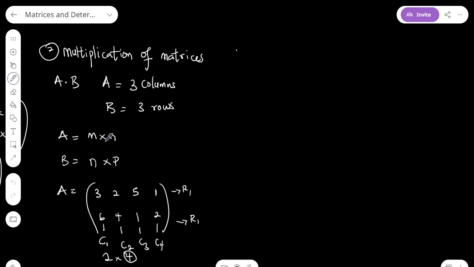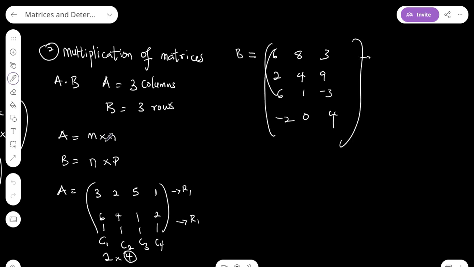It means that for A to multiply B, B must have now not 4 columns but 4 rows. So it can have any number of columns. So let's see, B must have 6, 8, 3, for example, 2, 4, 9, 6, 1, minus 3, minus 2, 0, and 4. So this is how many rows now? We are concerned about the rows: row 1, row 2, row 3, and this is row 4. This is column 1, this is column 2, this is column 3. So matrix B is what? An order 4 by 2.